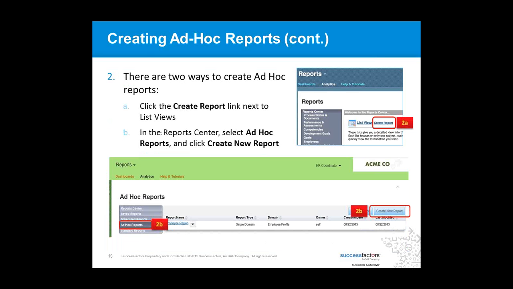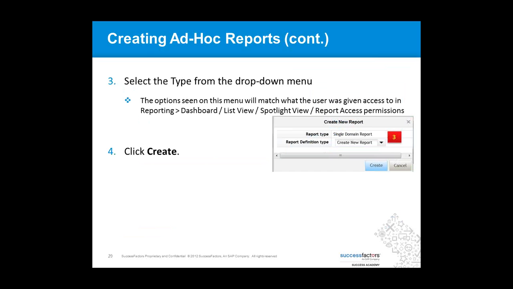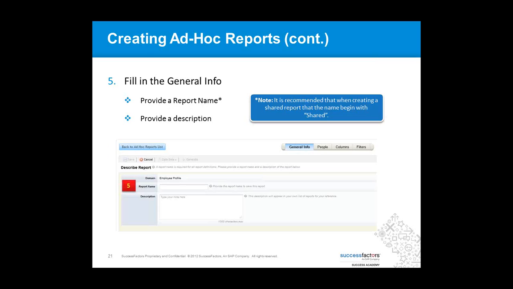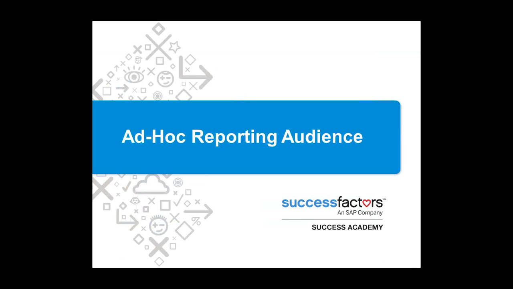And then there are 2 ways to create ad hoc reports. First is to click on create reports, and you can also go to the reporting center, select ad hoc reports and click new report. Then you can select from the drop down whether it is single domain or cross domain. Cross domain is from multiple domains. You can create an ad hoc report, say employee profile and goal management for example, and then click on create, and you can provide a report name and then provide a description.